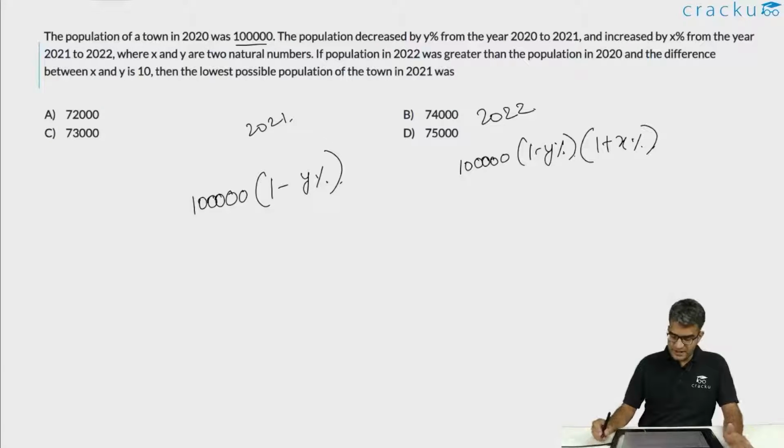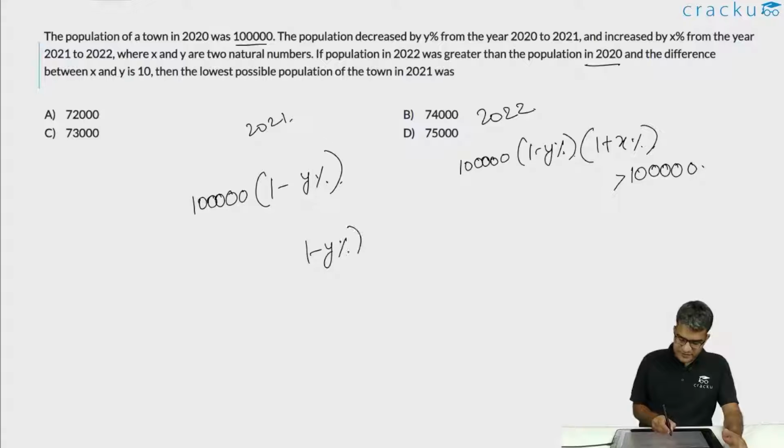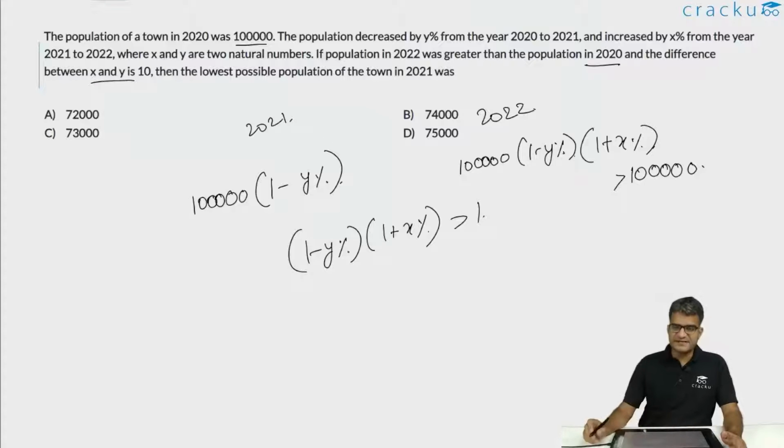This we are told is greater than the population in 2020, so this is greater than 1 lakh. This would imply that (1 minus Y%) into (1 plus X%) is greater than 1. We are told that the difference between X and Y is 10. Now, what is the least possible population of the town in 2021? If the difference between X and Y is 10, what does that mean? Does that mean that X is less than Y or Y is less than X?